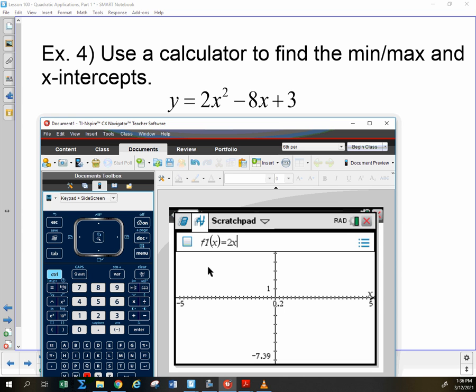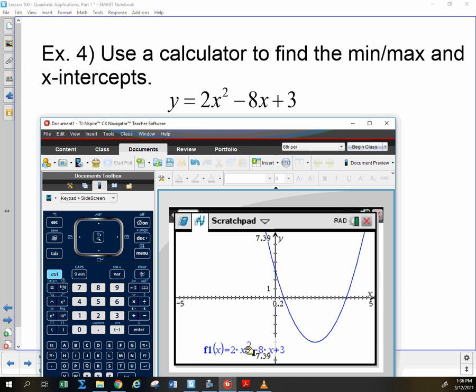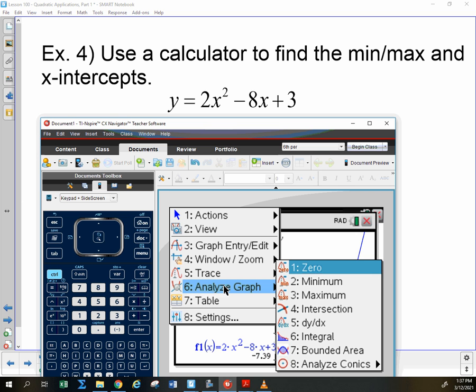2x squared, minus 8x, plus 3, and enter. And there is our graph. Looks like that one's in a pretty good position. I'll just move that equation out of the way, and we will find the max or min, and the vertices, or the zeros, the x-intercepts on this one. So menu, analyze graph, and this one has a minimum. It has a lowest point.